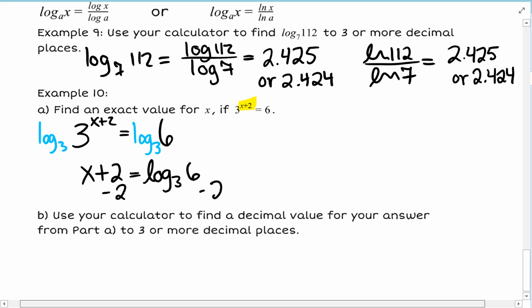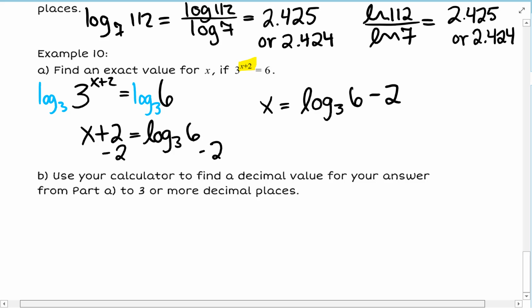To isolate x, our final step is to subtract 2 on both sides, so x is equal to log base 3 of 6 minus 2. That's the exact value for x.